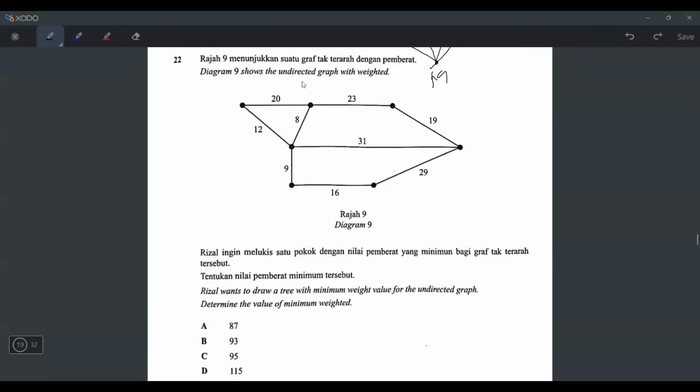Question number 22. Diagram 9 shows an undirected graph with weights. Undirected means this graph has no direction, it has no arrows. But it has weights, which means the other labeling.